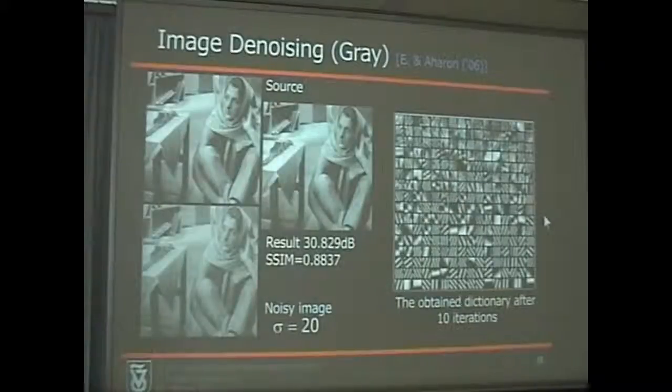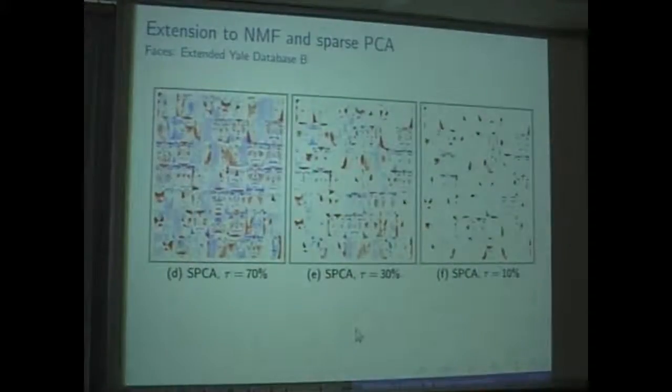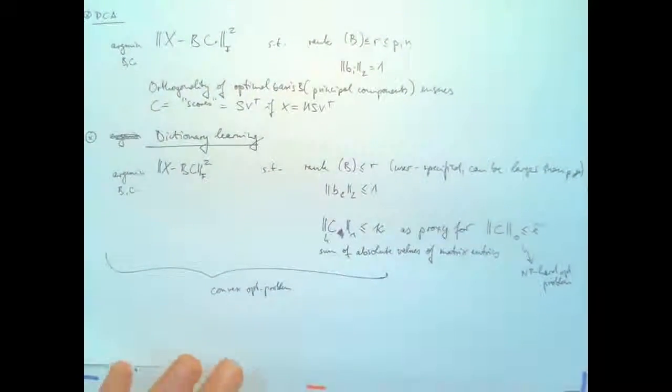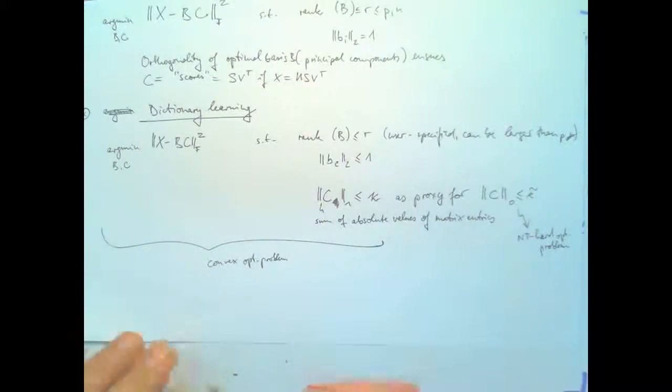The math is the same, but it's a different community, so they call this a dictionary and not basis functions. And what in principal component analysis was called a principal component is now called an atom, one of these elements of the dictionary. All right, questions? Can we go back to the slide, please? So in the language of this area of research, this is now called the dictionary.